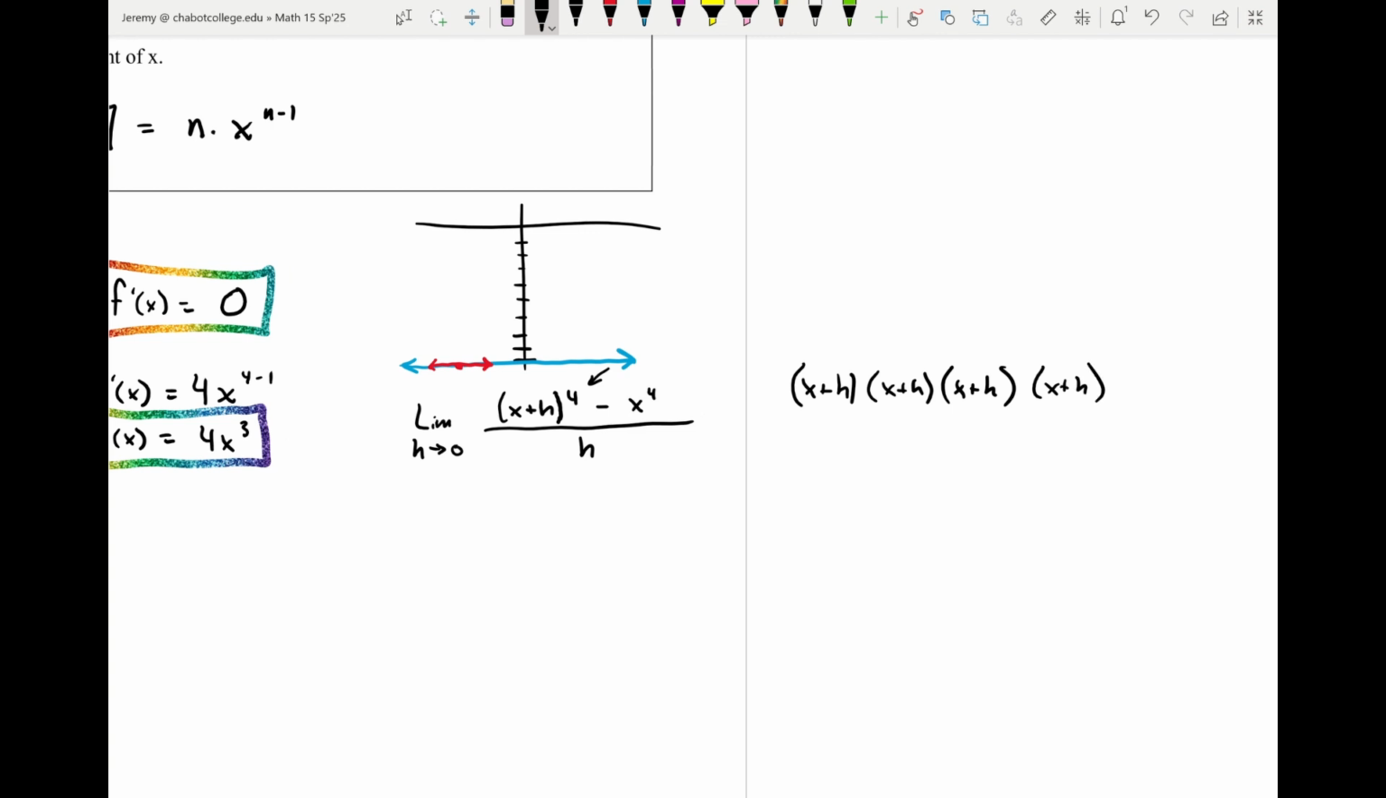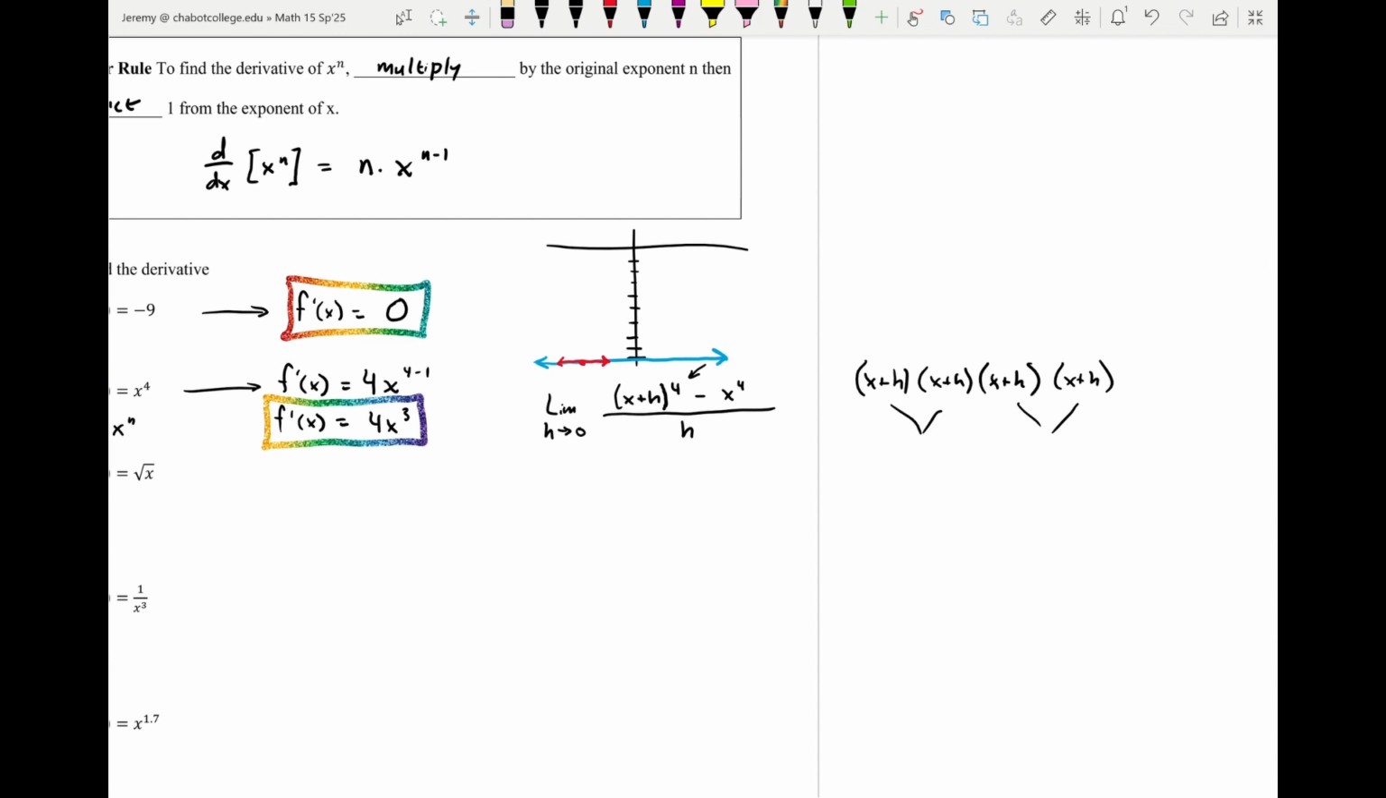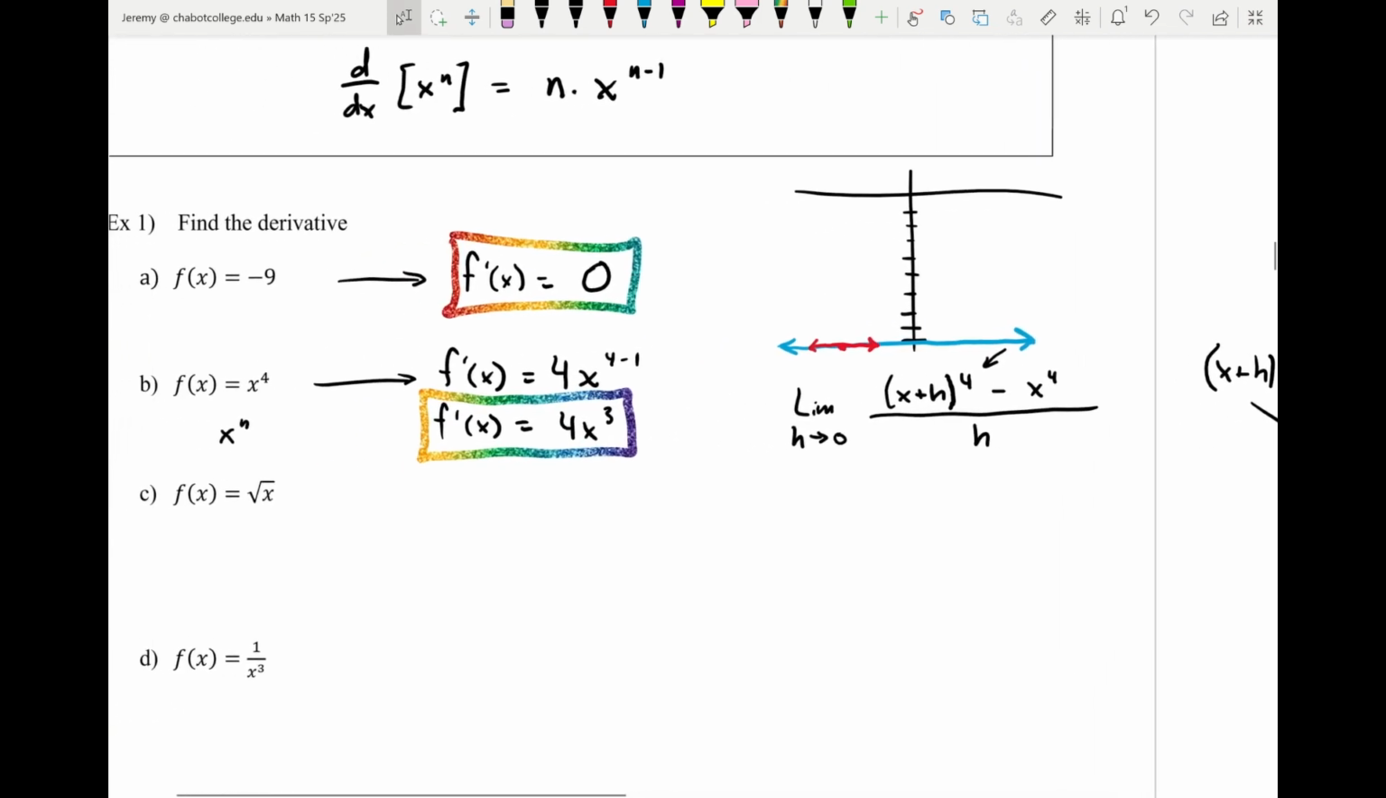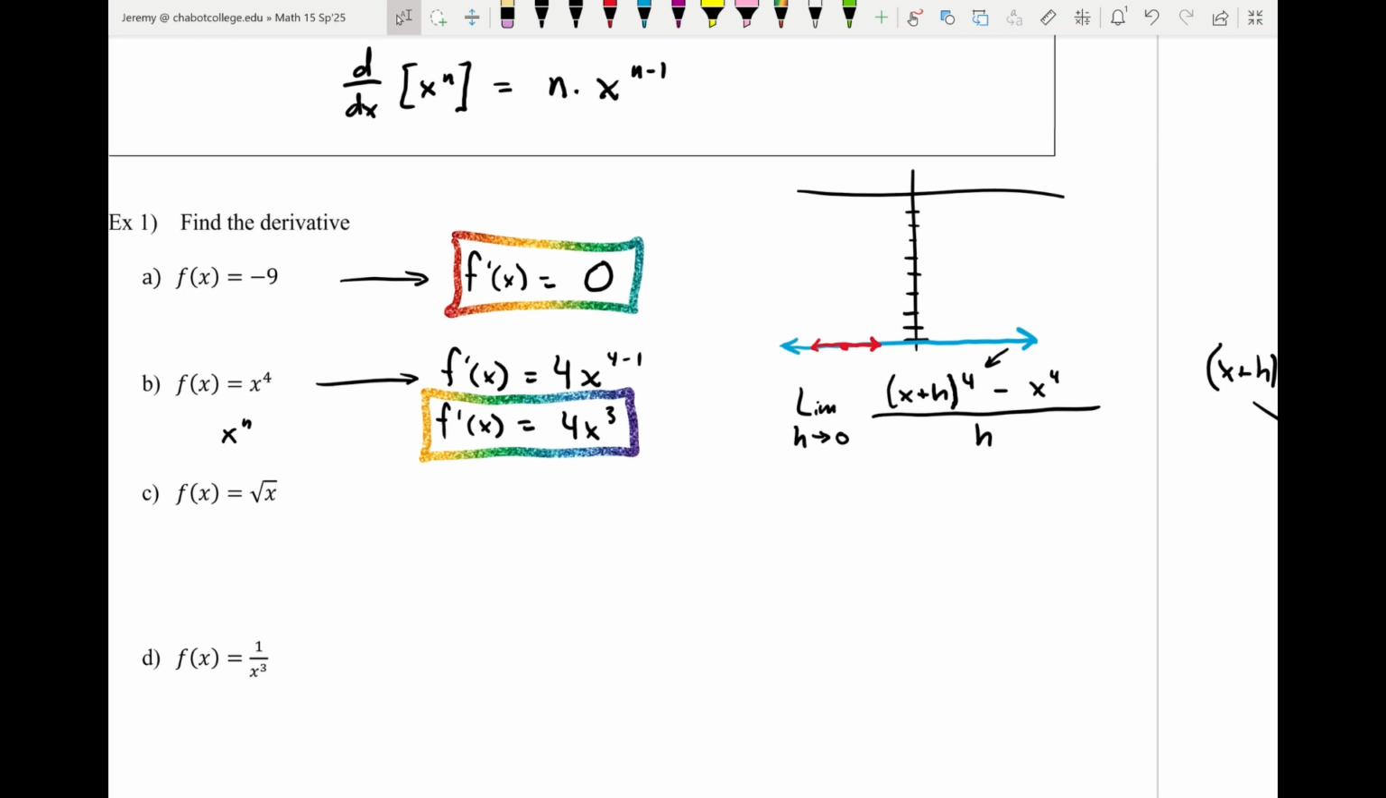I haven't even started multiplying yet, and I'm already tired of writing. I'd have to FOIL these two together, multiply those two together, and get something starting with x to the fourth and ending with h to the fourth. That would take so long to do. And here I was able to calculate that derivative in 5 seconds.